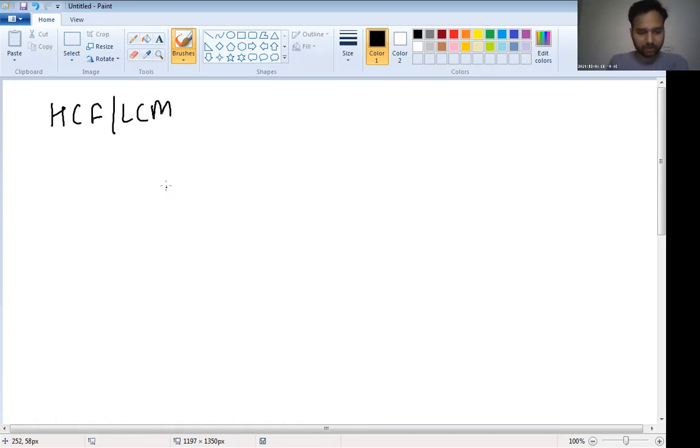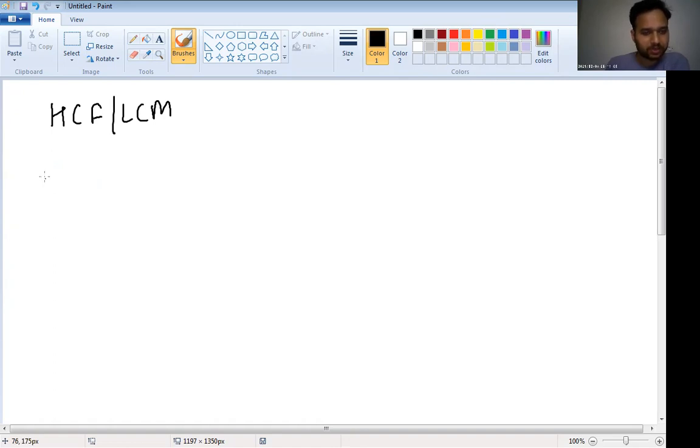First of all, the full forms. HCF stands for highest common factor. LCM stands for lowest common multiple, as we all know since school, right? So first, we'll go to the method that we used first in our school, the most traditional method that we used in the school for the first time, to calculate the HCF and LCM.